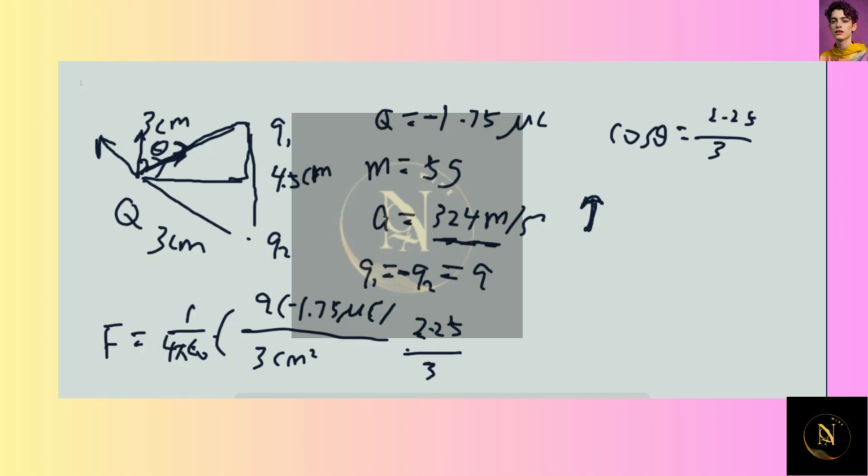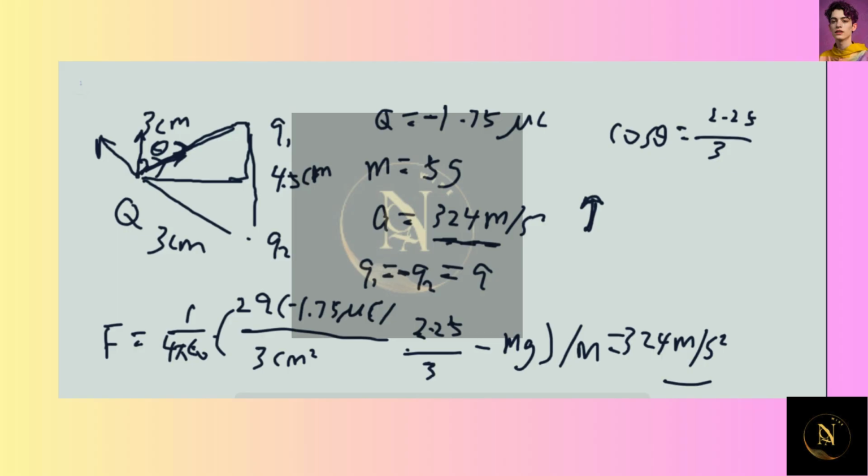This is the force exerted by Q1, and the force exerted by Q2 has the same expression. So we multiply by 2 and subtract mg, the gravity, then divide by m. This gives us the acceleration, which is equal to 324 meters per second squared.